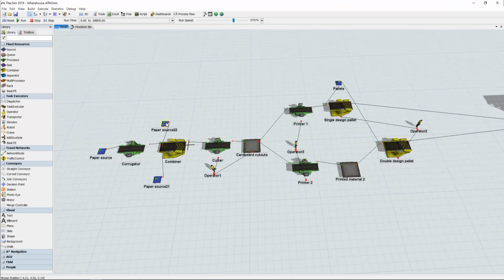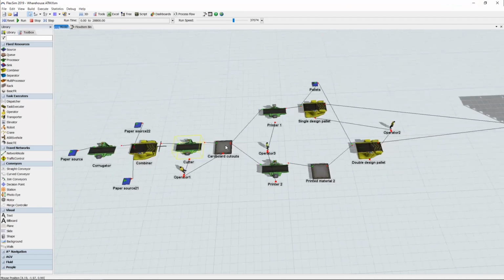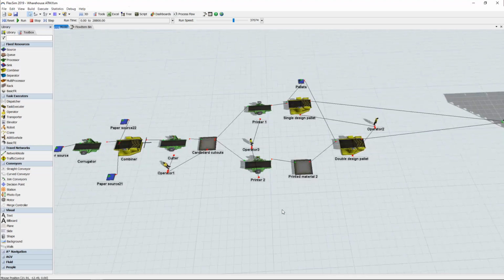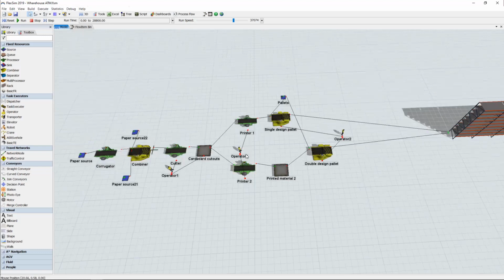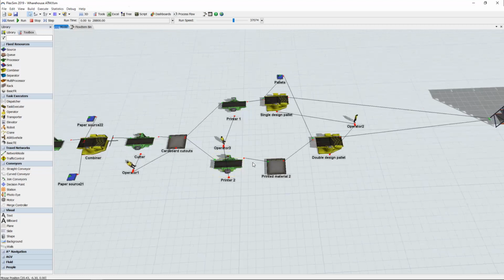combiner that combines 3 slices of paper and produces a cardboard. So we have an operator, a cutter, and the cutter cuts the paper, and then it goes to a printer, a single printer in black and white, and then a printer that goes to dual printing, so in color. We can see they lack queues at the end of these lines, so they have to wait until it is already packed to follow the next process.